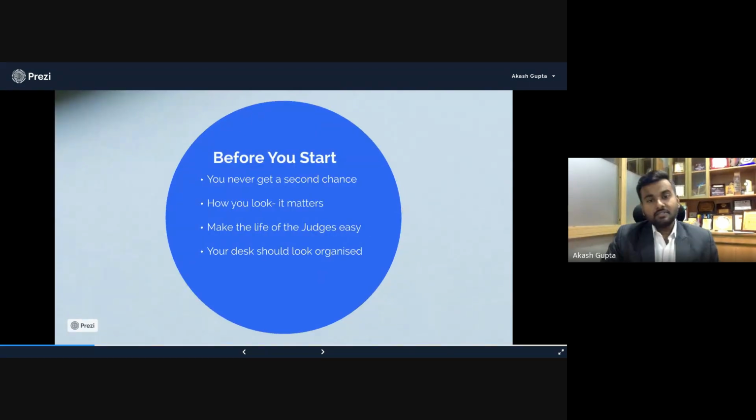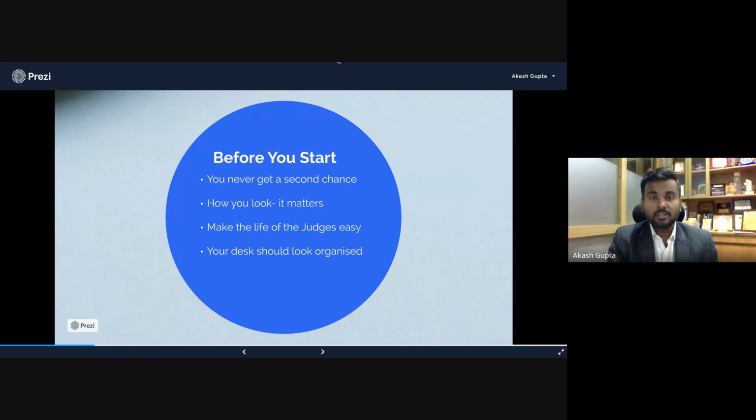Now, before you start your mooting journey, you need to understand something. One is that you never get a second chance. Once you lose the confidence of the judges, you just lose out marks. So you have to practice so much that in the first instance itself, you get the attention of the judges. Second, how you look matters.